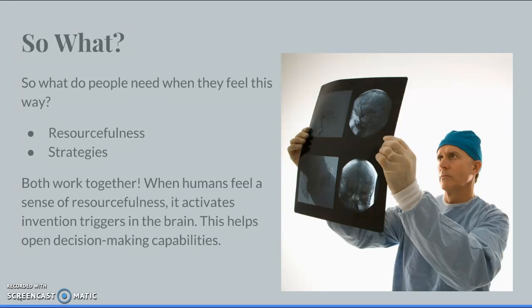When people feel trapped without alternatives, they require two lifelines: states of resourcefulness, or help in activating what they do know, and strategies to address the specific issue. The amazing thing is that the two actually work together to activate chemical adjustments in the brain. I think that's fascinating.